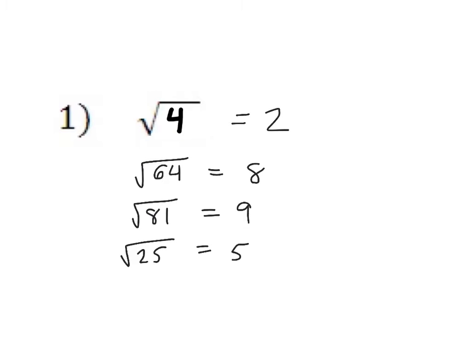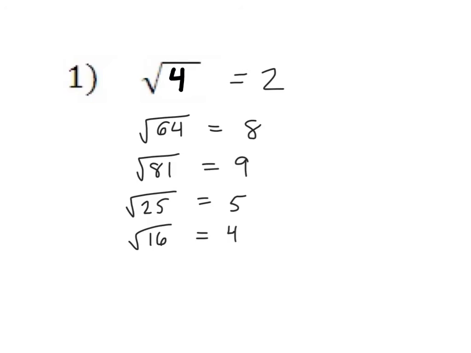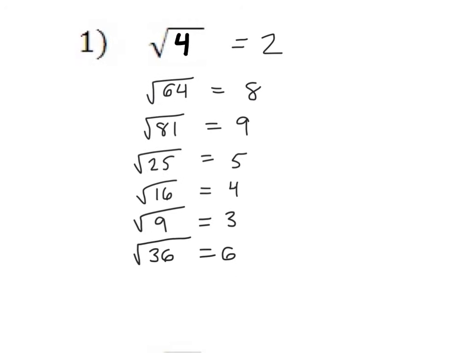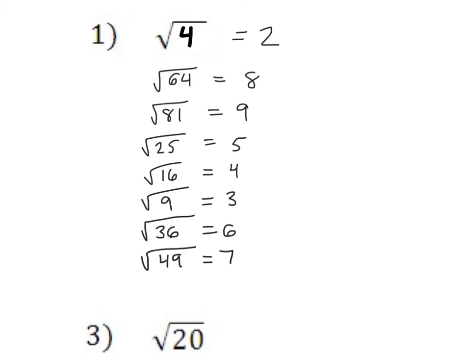5. What's another perfect square? 16. What's the square root of 16? What's another perfect square? 9. 3. 36 for the next one. What's the square root of 36? What's another perfect square? 49. What's the square root of 49? 7. What's another perfect square? 1. So what's the square root of 1?